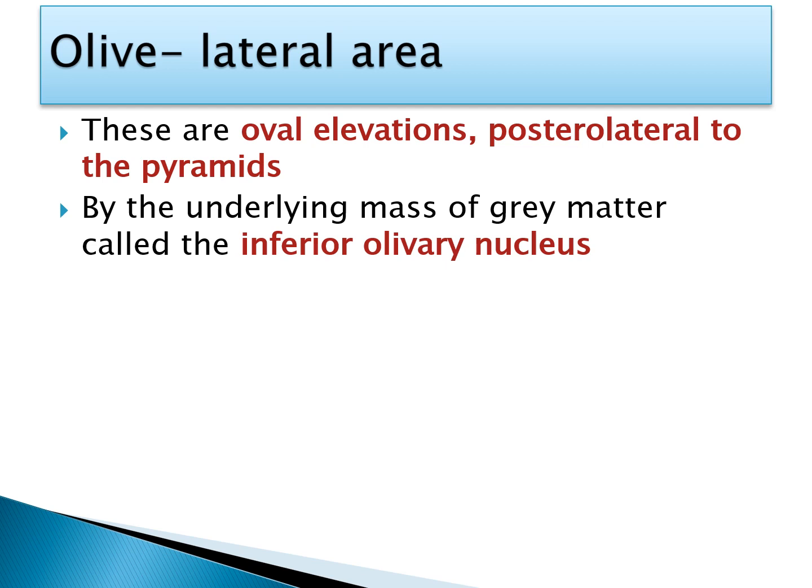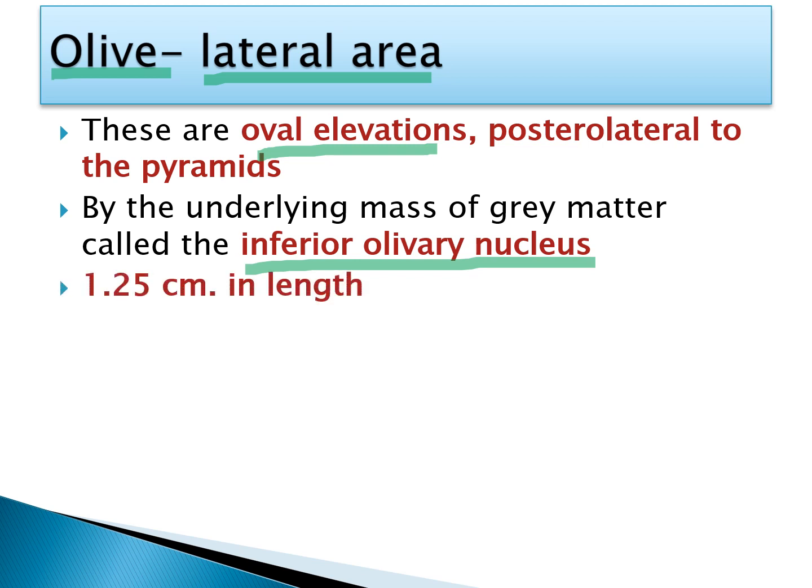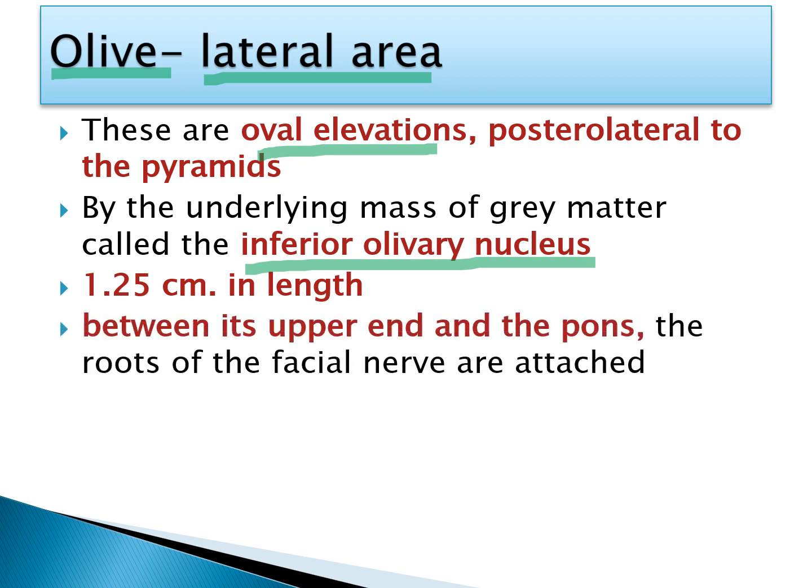So now we will see the lateral area. Anterior area is called the pyramid, lateral area is called the olive because it contains the inferior olivary nucleus. We have two olivary nuclei, superior and inferior. In the medulla oblongata we have the inferior olivary nucleus. They are oval elevations present just posterolateral to the pyramids. It's 1.25 centimeter in length.